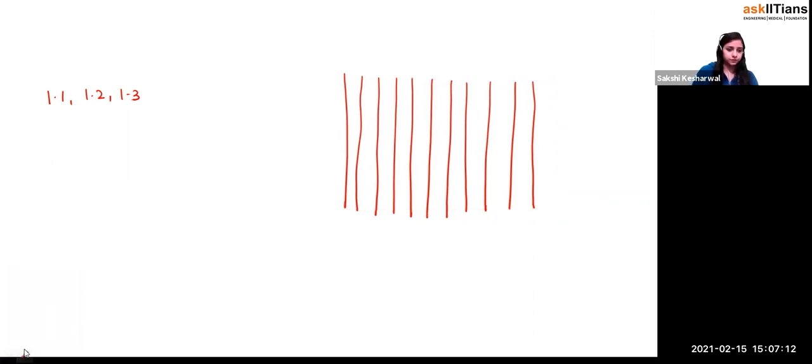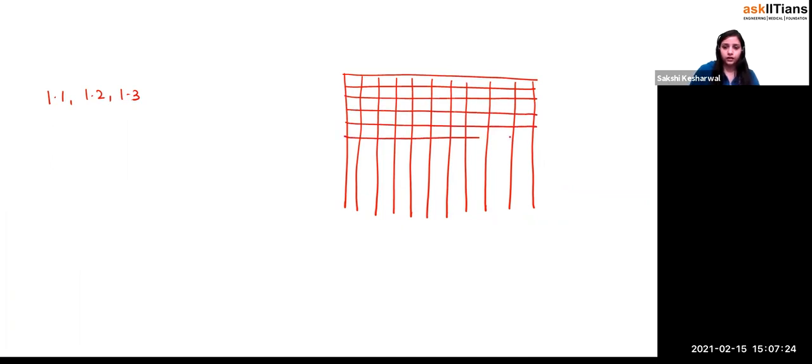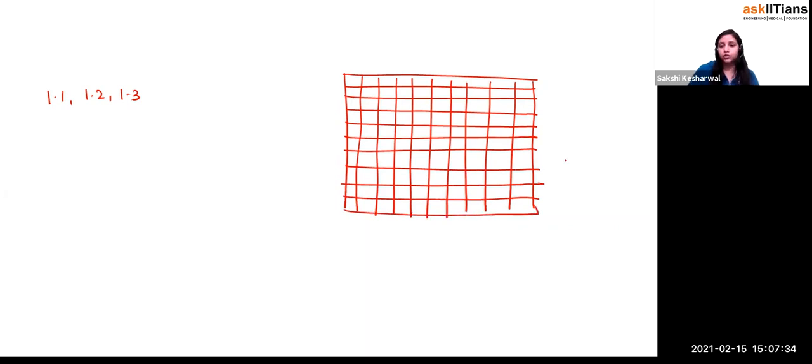Okay. And see this. This is like 1, 2, 3, 4, 5, 6, 7, 8, 9, and 10. I have divided the whole part into what? 10 equal parts, right? Right. How are you going to write each part?